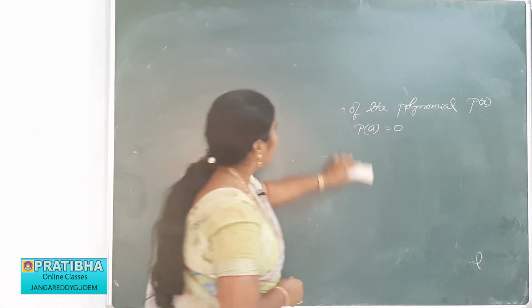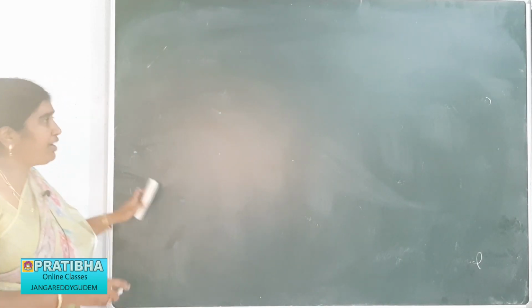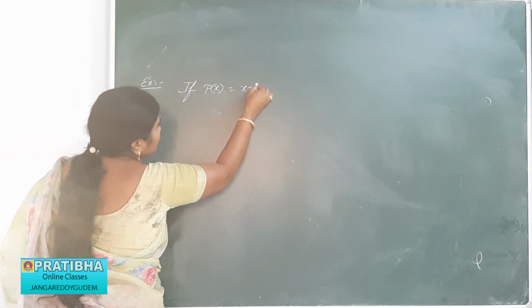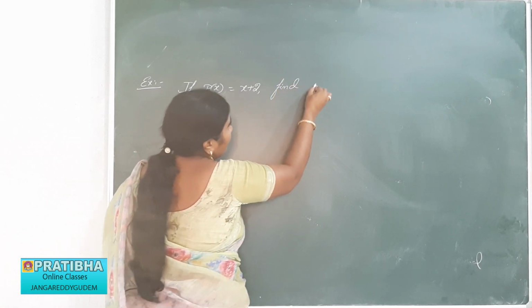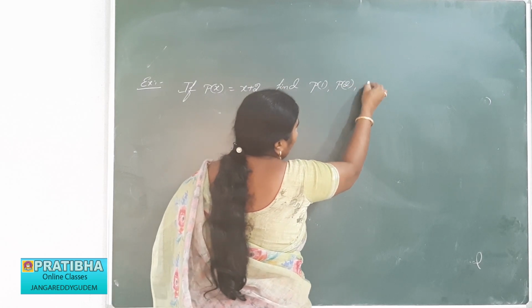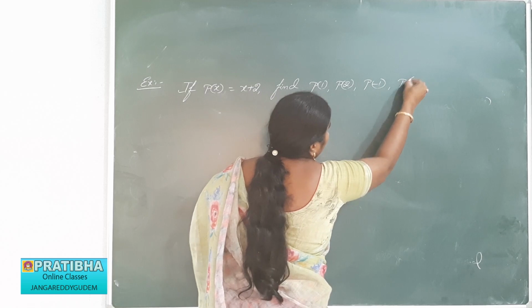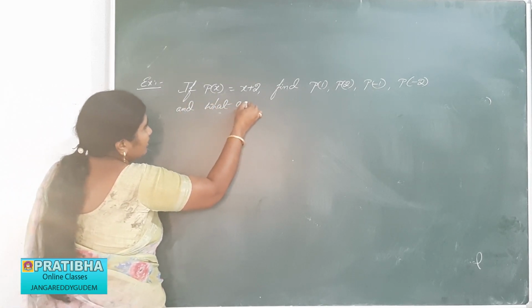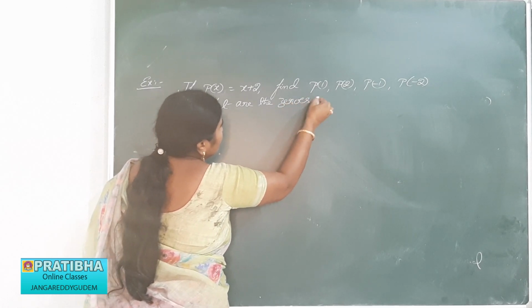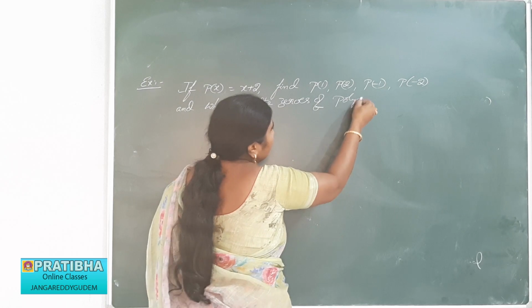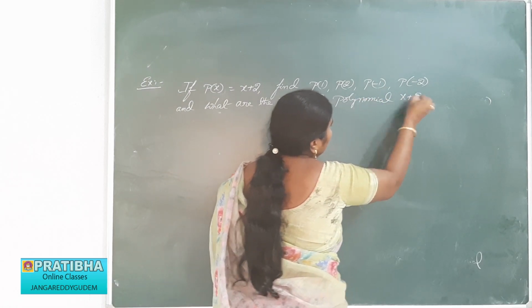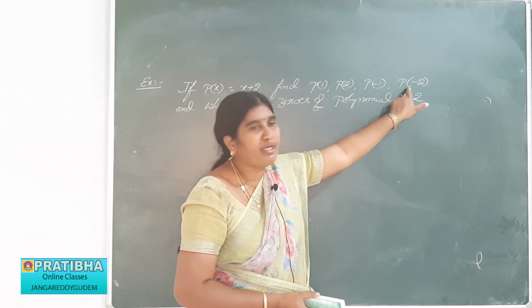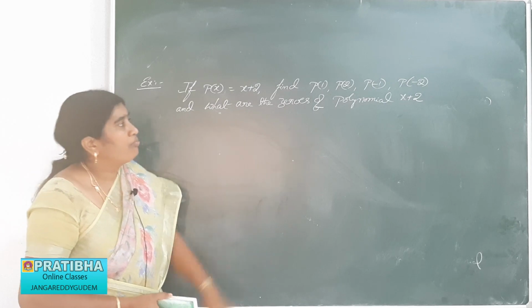Let us see one example. If p of x equal to x plus 2, find p of 1, p of 2, p of minus 1, p of minus 2, and what are the zeros of the polynomial x plus 2.